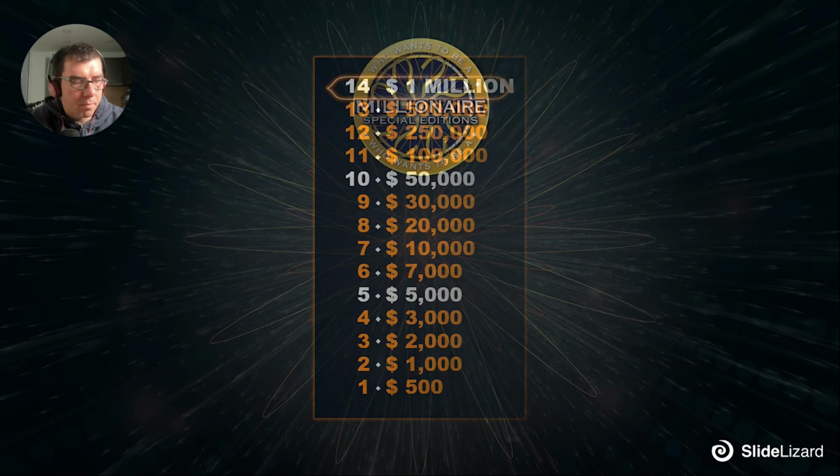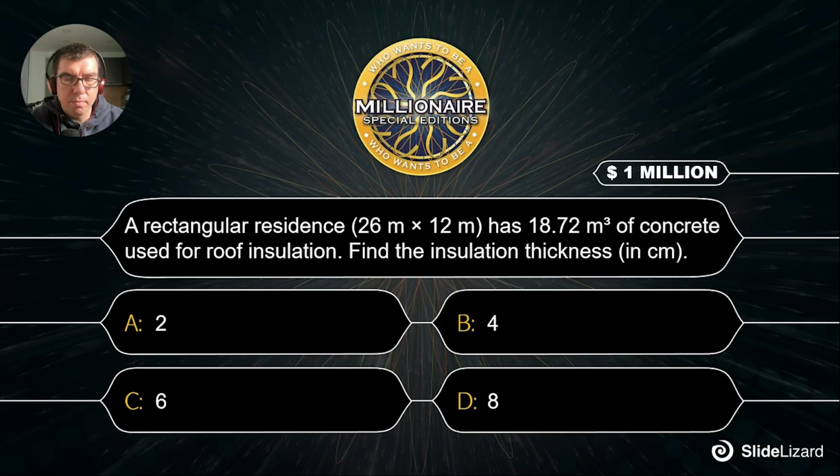Last question. A rectangular residence 26 by 12 meters has 18.72 cubic meters of concrete used for roof insulation. Find the insulation thickness in centimeters. Again, this should be a comma here. Anyway. Think about it. 5 seconds.